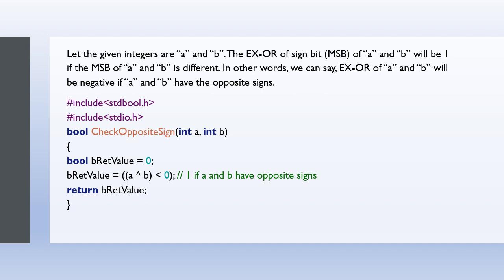So if a and b have opposite signs, then it would be 1, right? It produces high, as we checked in the previous table. So this is how we detect if two integers have opposite signs.